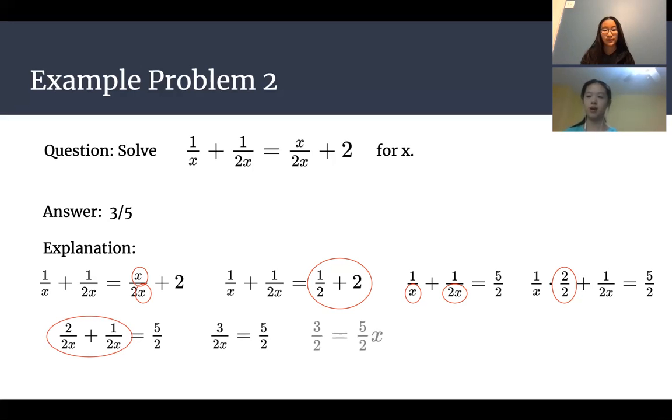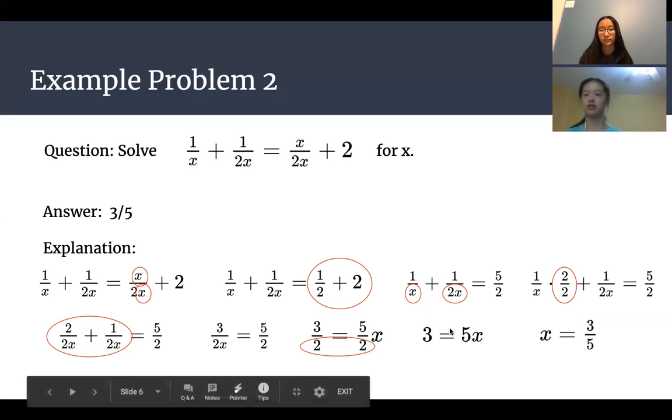And next, remember that we have to get rid of the variable in the denominator by multiplying both sides by x. And that gives us 3 over 2 equals 5 over 2 times x. And finally, the 2's in the denominator cancel, because we can multiply both sides by 2 and they disappear. And then that gives us 3 equals 5x. Divide both sides by 5 and we get our answer. x equals 3/5.